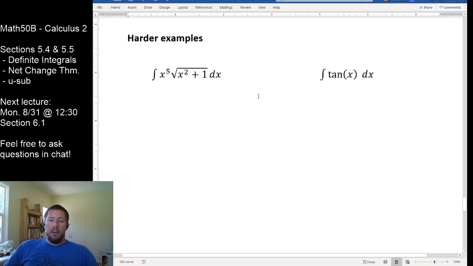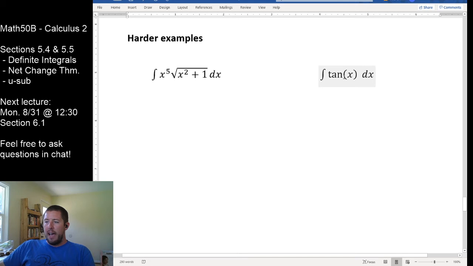So these are the harder examples, and the point here is that neither of these should look like u sub to you. If we're hunting for u sub, then what we're hunting for is a situation where we see both an expression and its derivative sitting inside of an integrand. And here I see x to the 5th and an x squared plus 1. Neither of these is the derivative of each other. Derivative of x to the 5th gives me x to the 4th stuff. Derivative of x squared plus 1 gives me just x stuff. I don't quite see where that's helping me out too much right there.